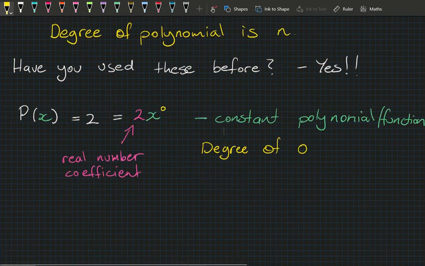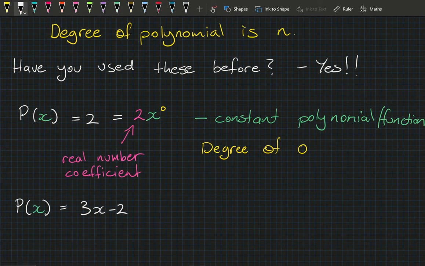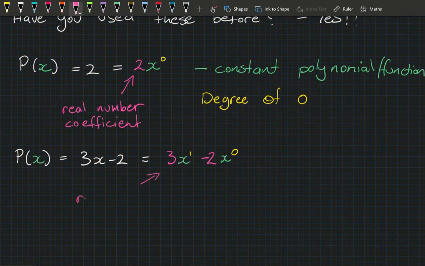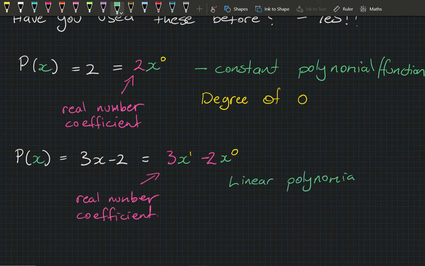Then p of x equal to 3x minus 2 is a polynomial, because that's equal to 3 times x to the 1 minus 2 times x to the 0, with real number coefficients of 3 and 2. And this, of course, is a linear polynomial function, which has a degree of 1.